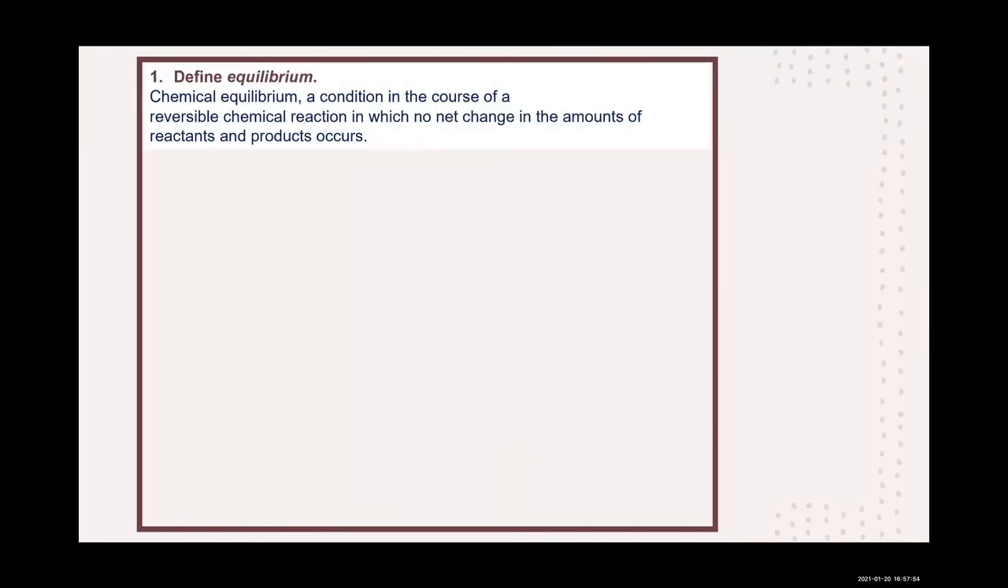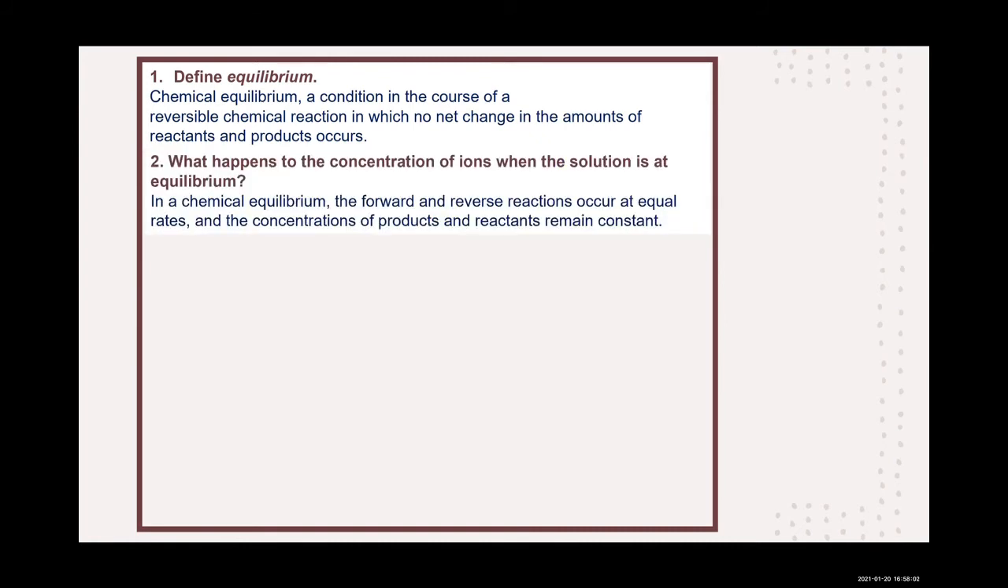Define equilibrium. Chemical equilibrium, a condition in the course of a reversible chemical reaction in which no net change in the amounts of reactants or products occurs. What happens to the concentration of ions when the solution is at equilibrium? In a chemical equilibrium, the forward and reverse reactions occur at equal rates, and the concentration of products and reactants remain constant.